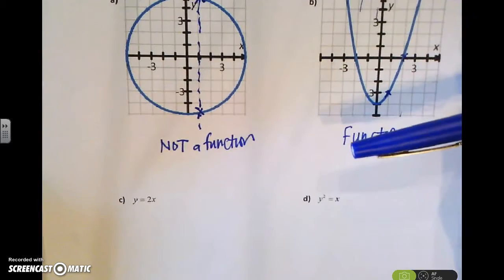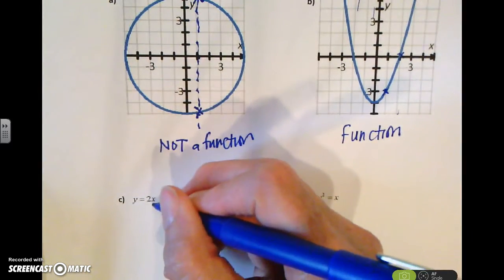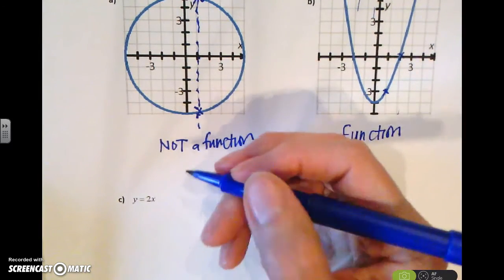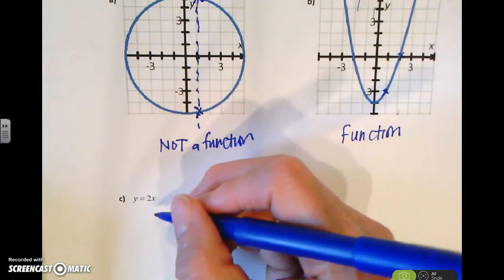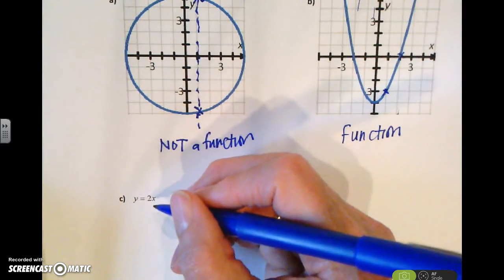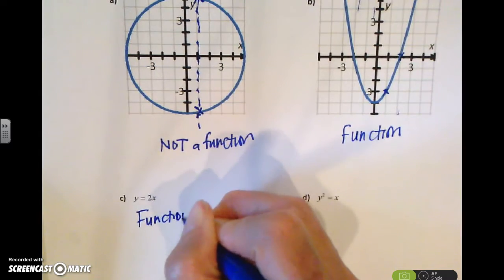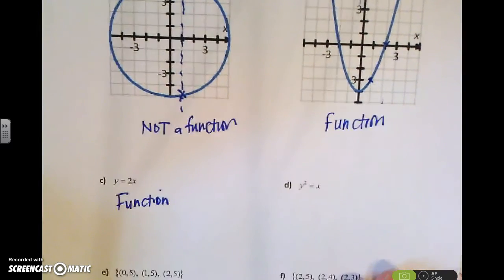Equations, you have to think just a touch harder. But if I put in an x, let's say I put in a -1, I get -2 for an answer, so one answer. If I put in a 0, I get 0, that's one answer. If I input a 5, I get 10, that's one answer. This is a function because every time I put in a number for x, I get one answer.